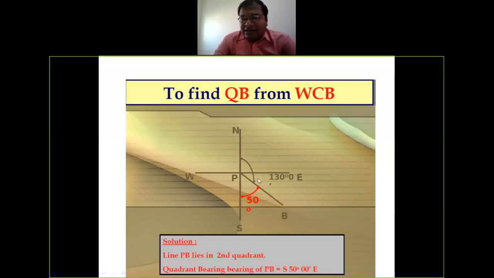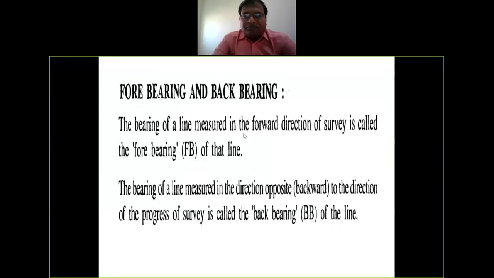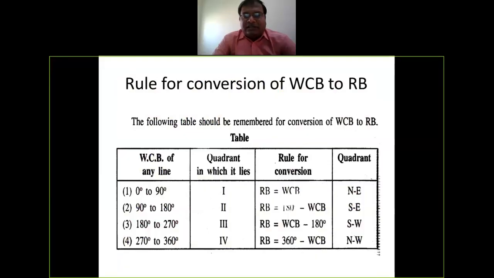Here the WCB value is given as 130. What is the meaning of that? Which quadrant does it lie in? The second quadrant. So I have written here that line PB lies in the second quadrant. Now we have to calculate RB. So what is the rule of conversion for RB? I will show you that table also and then come to the figure. You can see RB is equal to 180 minus WCB. This is the rule of conversion if your line lies in the second quadrant.